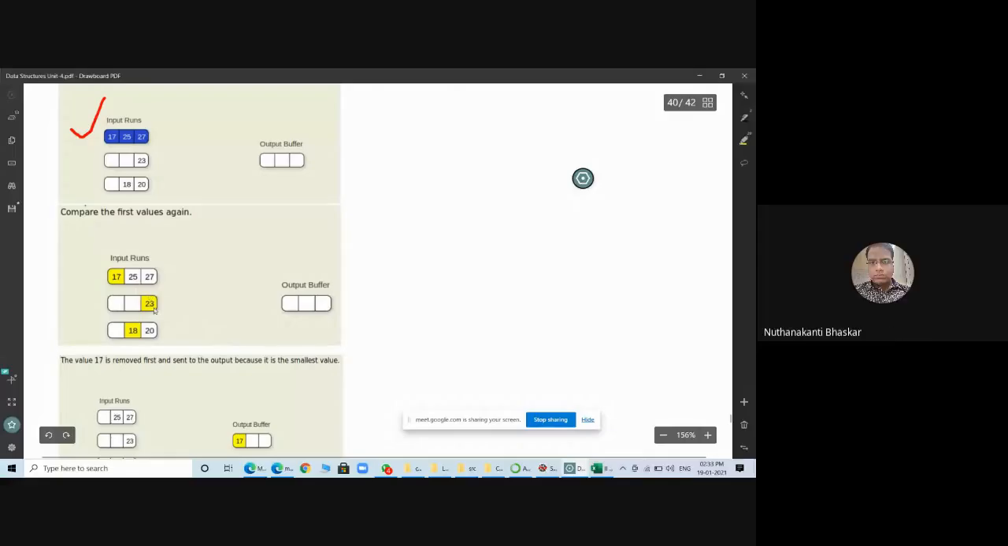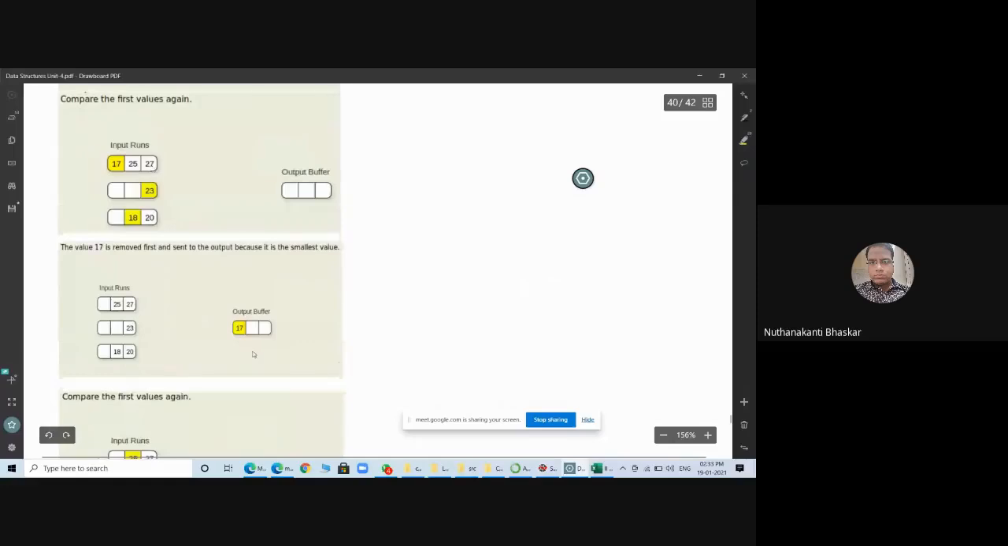17, 23, 18. Which is the smallest? 17. Then 17, you add that into the buffer.